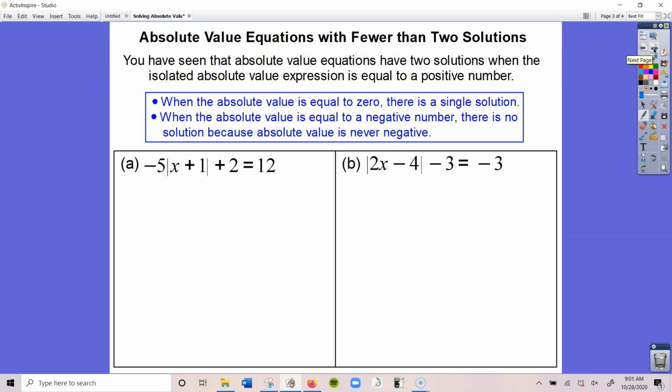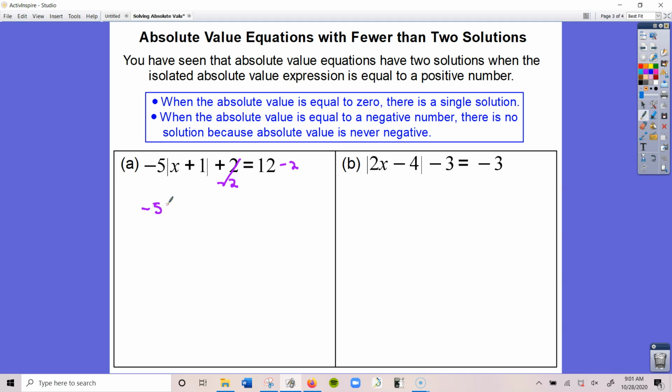Now we have seen when our absolute value equations give us two solutions. But if you remember from the previous lesson, when we were solving absolute value equations by graphing, there are times when we have fewer than two solutions. So either one solution or no solutions. And this is how it works. First, we're going to do exactly what we did before. We're going to isolate that absolute value, because really, I don't know how many solutions I have until I isolate the absolute value.